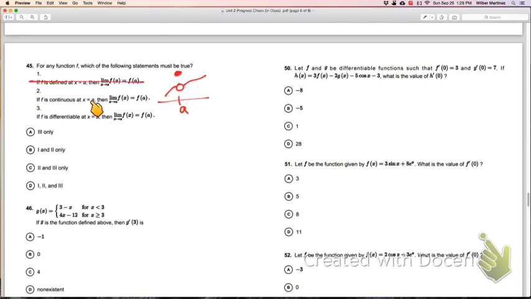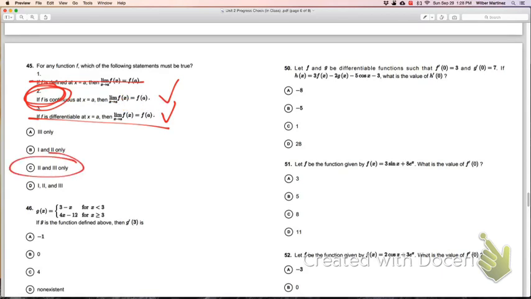Number 2, if f is continuous at x equals a, then the limit has to equal what the function equals. That is a true statement. If it is continuous, then that point must fill in that hole. So the picture could not look like that, and that has to be true. So that's a yes. The last one, if the function is differentiable, then the limit has to equal what the function is equal to. Again, that is also a true statement, because if it's differentiable, then it has to be continuous. And if it's continuous, the limit must equal what the function equals. So 2 and 3 have to be true in order for the limit to equal what the function equals.